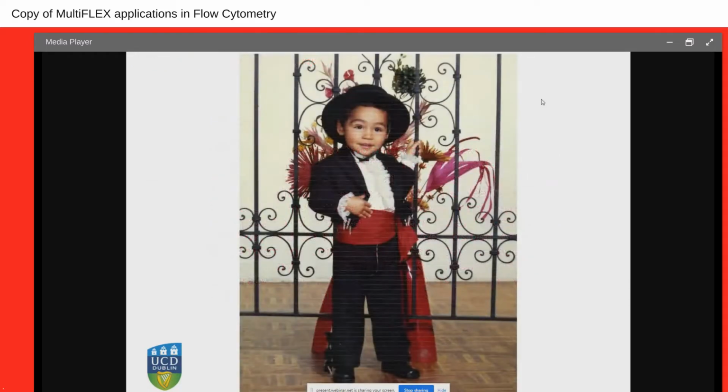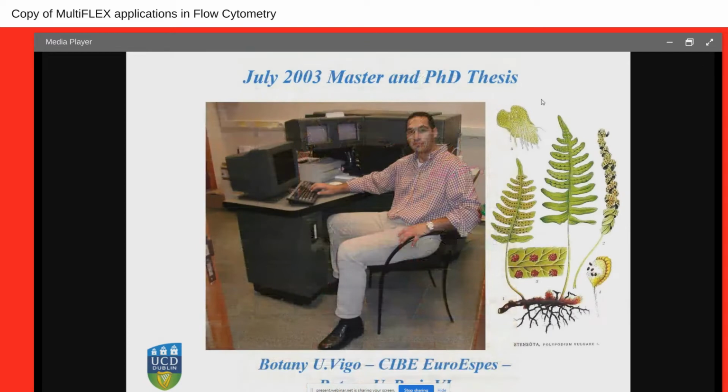So as I said, I am not from Ireland. I'm from Spain. This is me a few years ago. I grew up a little bit. I was born in Seville, in the south of Spain, but really I'm from Galicia. All my family is practically from Galicia. And that's where I did my degree in biology, and afterwards I did my PhD, working with this instrument here, a Coulter Epics Elite. That was a cell sorter, and I was working with plants.